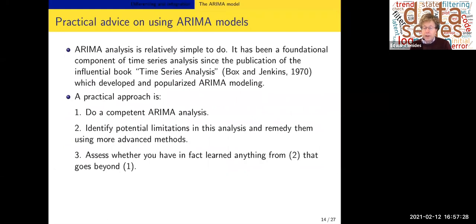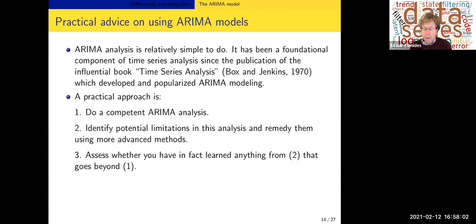So here's some practical advice on using ARIMA models, which you may want to think about as you do data analysis. ARIMA analysis is relatively simple to do. It's a simple, time-honored statistical analysis, and you should at least try it as one of the things to try on your data. It's been a foundation of time series analysis since the influential book Time Series Analysis by Box and Jenkins back in 1970.